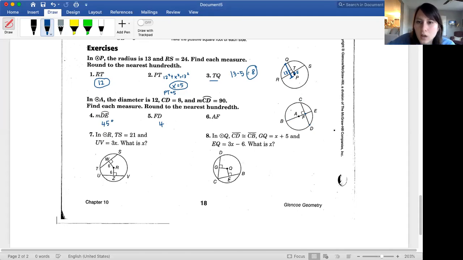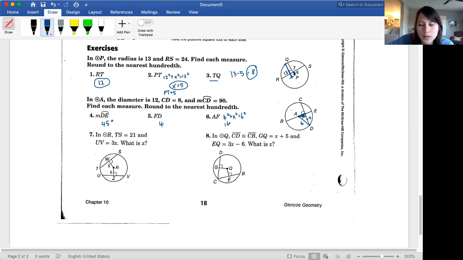Here's the deal. We know that FD is 4. We need to find this tiny segment here. I can use what I know about my radius and just draw it from the center and connect it to D. I can use that to help me find this tiny part, because I know that the hypotenuse of this right triangle is 6, because that's a radius. So now I can do 4 squared plus x squared equals 6 squared.